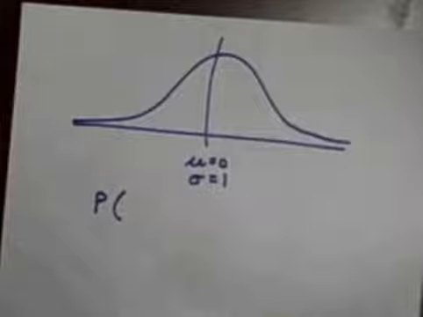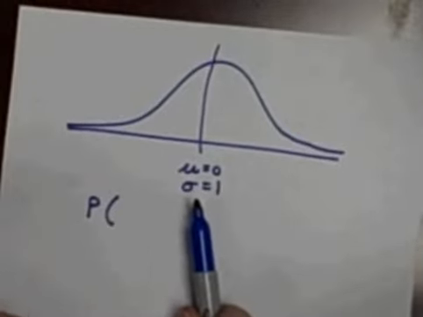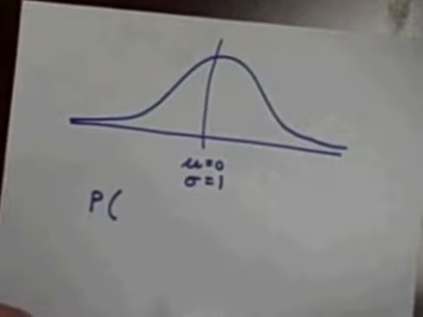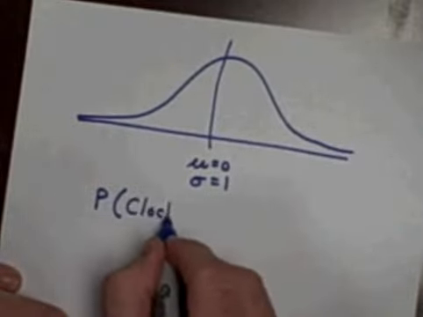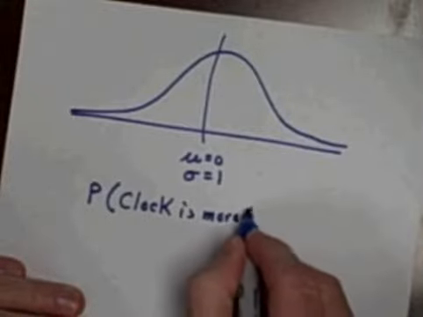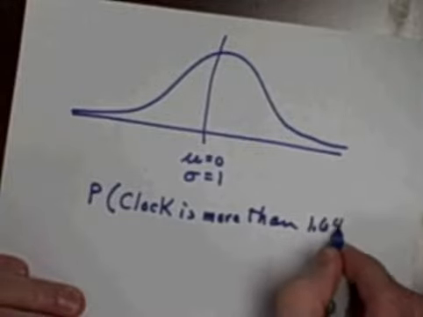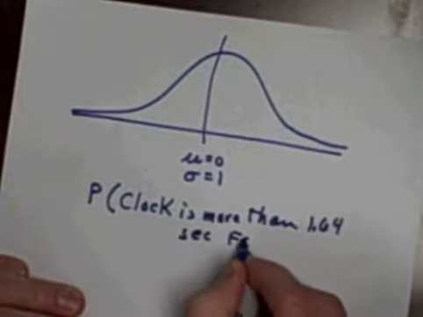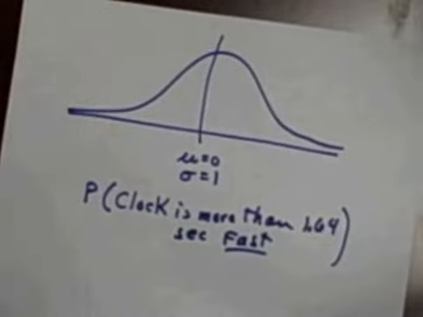In this next example, I once again have a normal distribution with a mean of 0 and a standard deviation of 1, which makes it a standard normal distribution. I would like to calculate the probability that if I randomly pick a clock off the assembly line, it is more than 1.64 seconds fast. What's the probability that a clock is this fast?